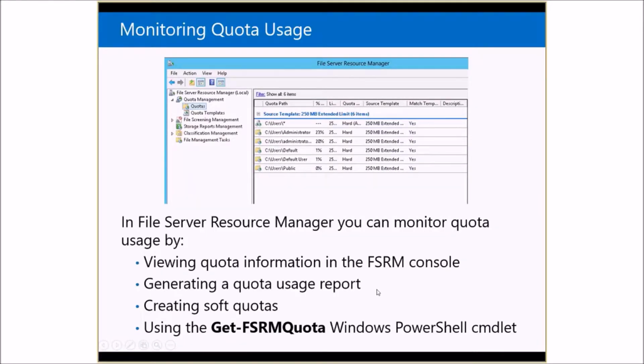So in the file server resource manager, you can monitor quota usage by viewing the quota information in the FSRM console, and we can generate what's called a quota usage report. So basically it's a report that shows you all the quotas, who's almost full their quota, who's actually completely filled their quota. And we can also use this to create a soft quota. Okay. Well, obviously, like I've been saying, anything you can do with the graphical user interfaces, you can do with PowerShell. And here with this Get-FSRMQuota, we can actually display the quotas to screen on the PowerShell.